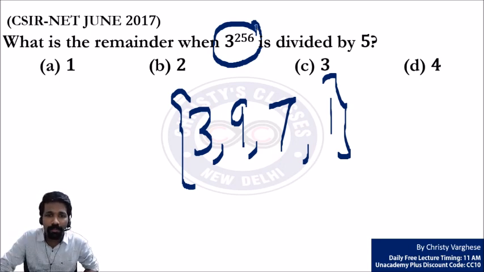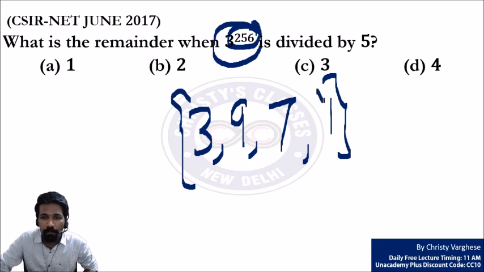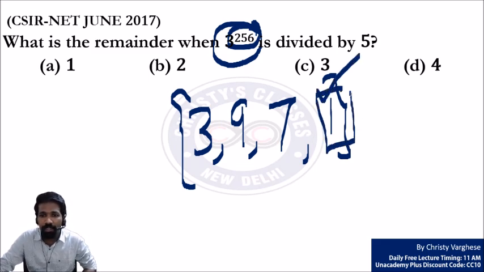And 256 is a multiple of 4. So the technique we use, the fourth type it will be, because it is a multiple of 4. That means we understood that the last digit of this power is going to be 1.